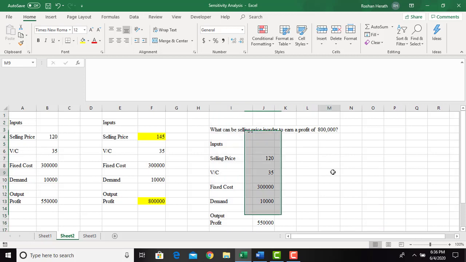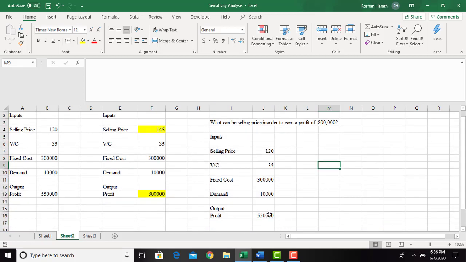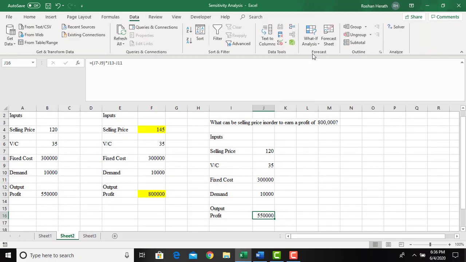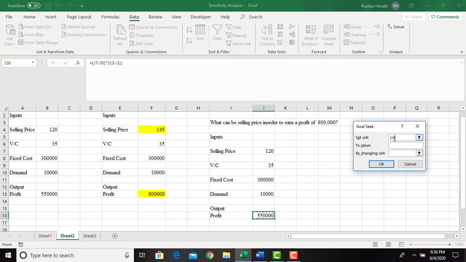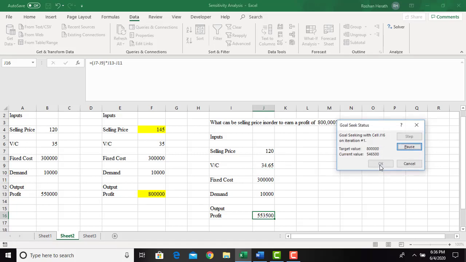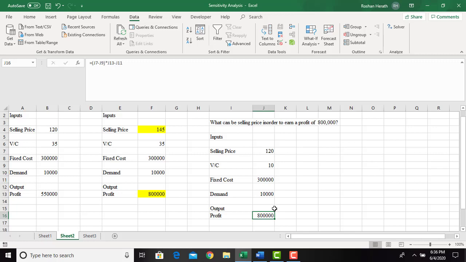Let's try that out whether it is possible. So you would go to the output, then you may go to the data, what if analysis, goal seek, set value, so that is going to be the output. So you may mention that if you wish, make it constant to 800,000. Then you want to change the variable cost, by changing variable cost. Say okay. Right, it has managed to work this out and they have produced that.